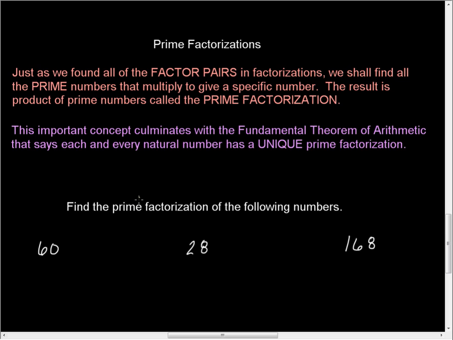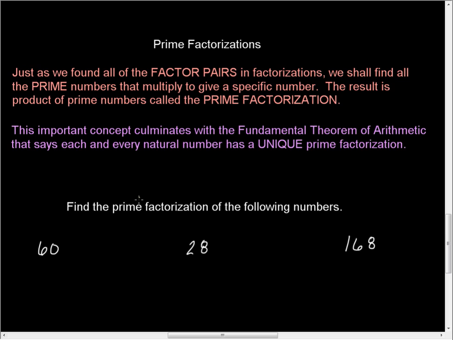So, just as we found the factor pairs in factorizations, we'll find all the prime numbers that multiply to give a specific number. That result, the result is a product of prime numbers called prime factorization. That means that when you get done, you will only have prime numbers that multiply together to give you that number you started with. Only prime numbers. Only numbers whose factors are 1 and itself.